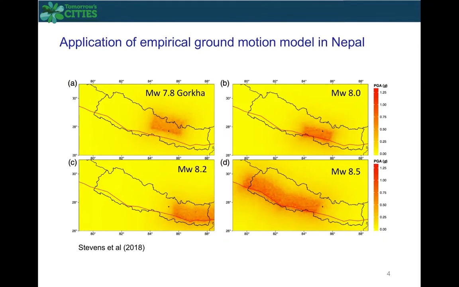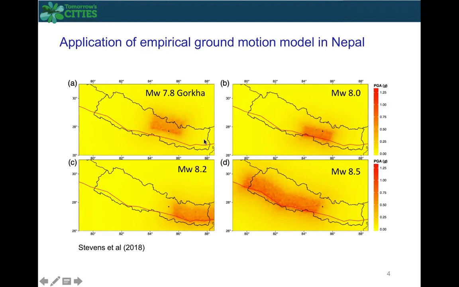Here's an example application of empirical ground motion models for Nepal for three hypothetical scenarios of magnitude 8, 8.2, and 8.5, as well as the magnitude 7.8 Gorkha event. As you can see, the ground motions estimated from using these empirical ground motion models are basically uniformly distributed with almost the same value across the rupture plane, and also they decay as you go far away from the rupture plane.